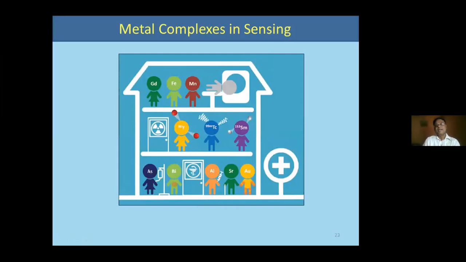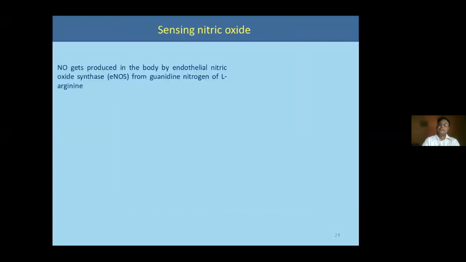Now going to the fact, so this is all about chemotherapy and PDT to treat cancer. Now a bit of the utilization of metal complexes in sensing what is happening inside the cell. The first one is sensing nitric oxide. Nitric oxide gets produced in the body by one enzyme, which is called endothelial nitric oxide synthase enzyme, and it gets produced from guanidine nitrogen of L-arginine. So this is more biology, I'm not going into that.